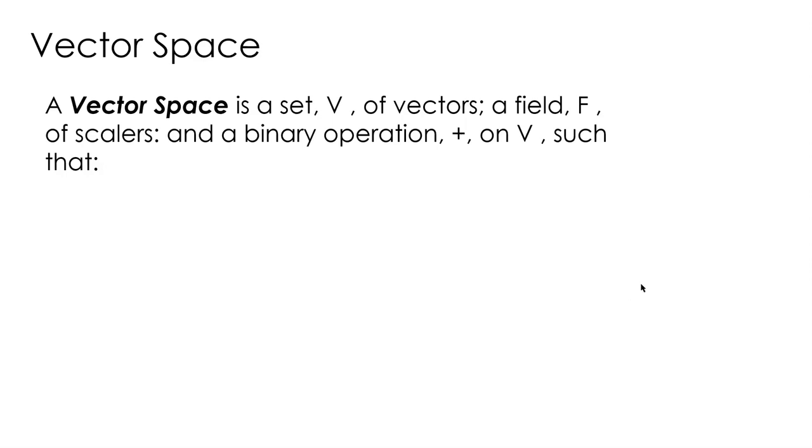A binary operation just takes two things and spits out another one. Addition is typical. We're also going to have multiplication on here. But let's go over the rules, what they have.